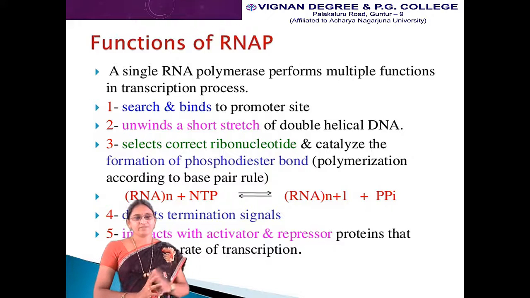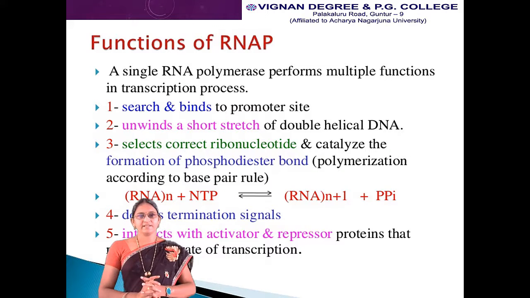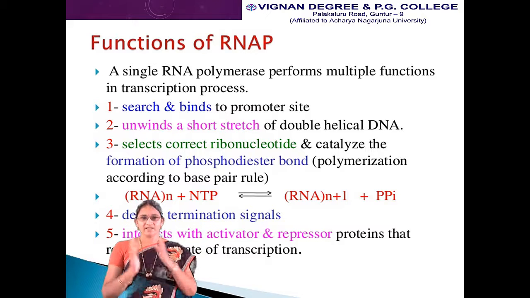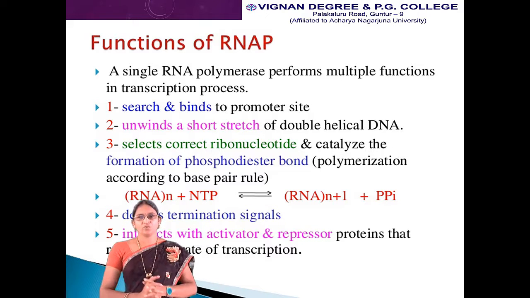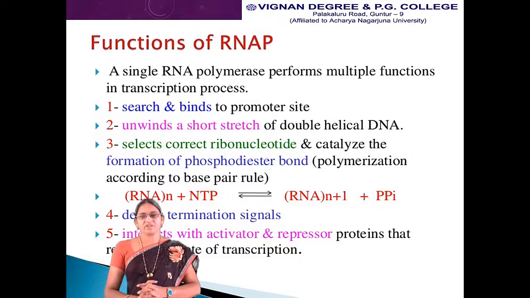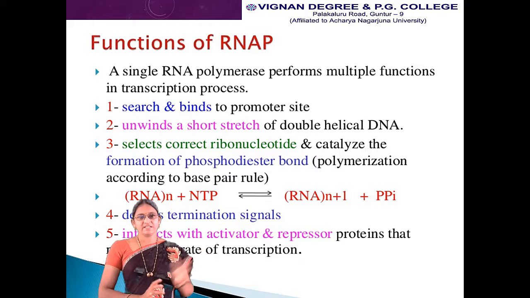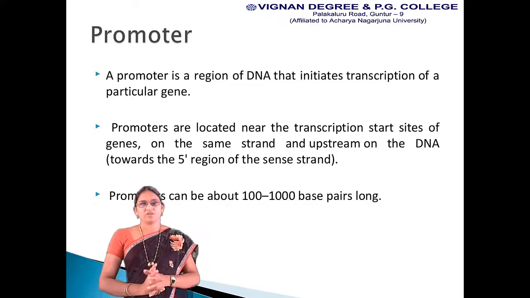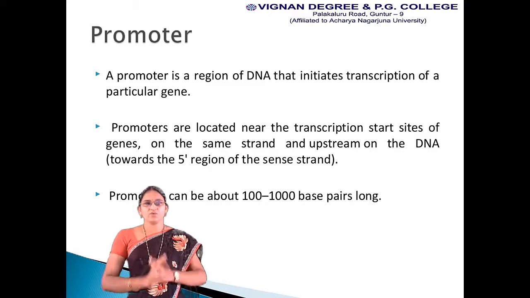Here you can see the reaction. A ribonucleic acid chain of N nucleotides polymerizes with a nucleotide triphosphate, removing pyrophosphate, and the phosphate is added to the ribonucleic acid, giving the N plus 1 nucleotide. In this reaction, pyrophosphate is removed. The fourth one is that it detects termination signals, and it interacts with activators and repressor proteins that regulate the rate of transcription.